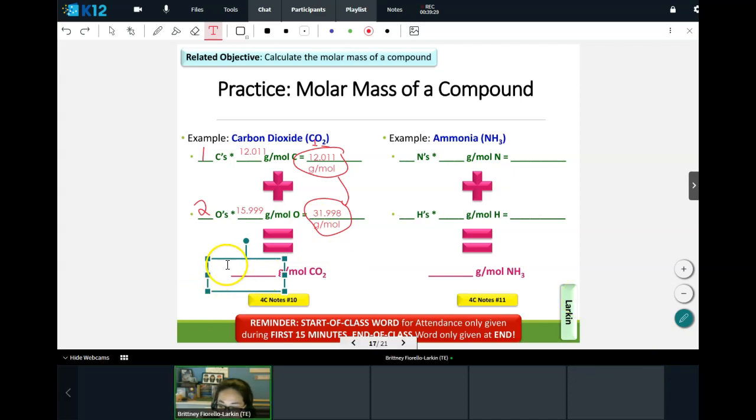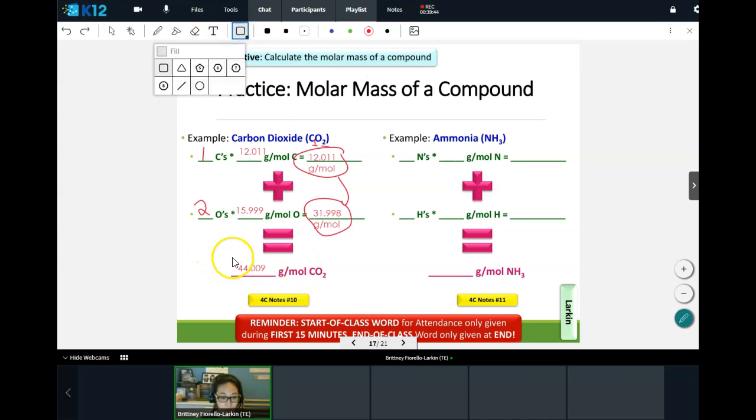Thank you, Ignacio. Thank you, Canyon. Perfect. Yeah, we should be getting 44.009. This is going to be the grams per mole of CO2. So again, if I have half an apple's worth of CO2, that means I have 6.02 times 10 to the 23rd molecules of CO2. This is the answer to number 10. You do not need to include units. Go ahead, take 20 seconds, fill that out, raise your hand.